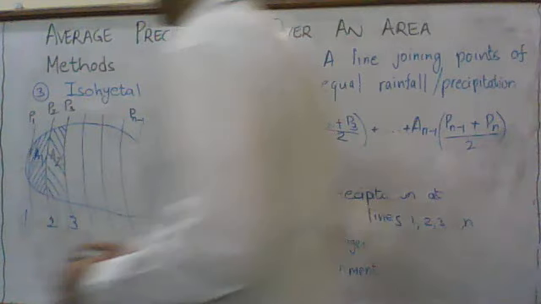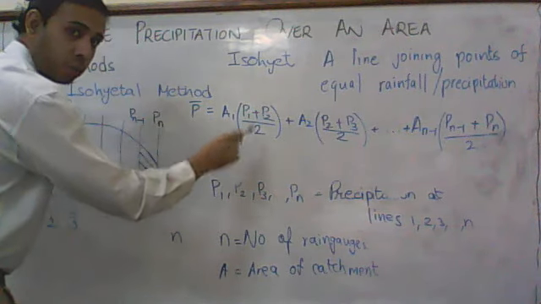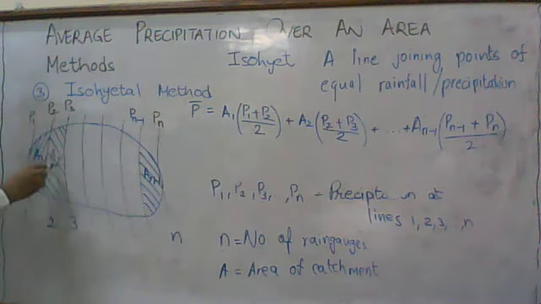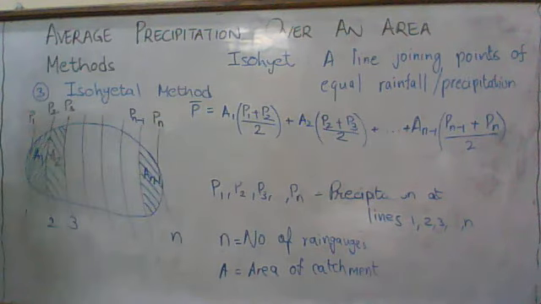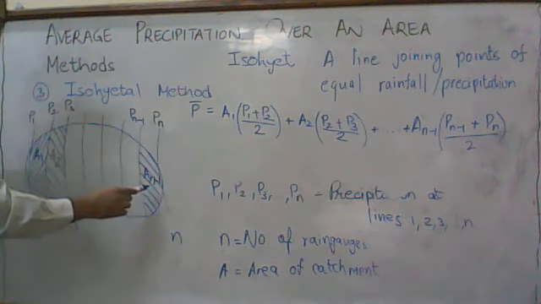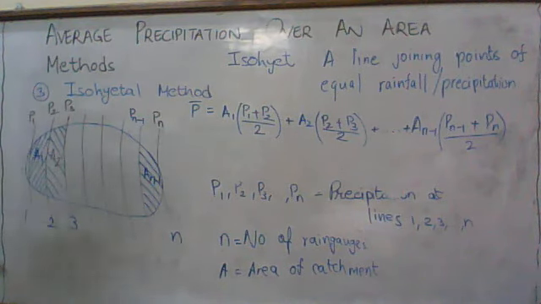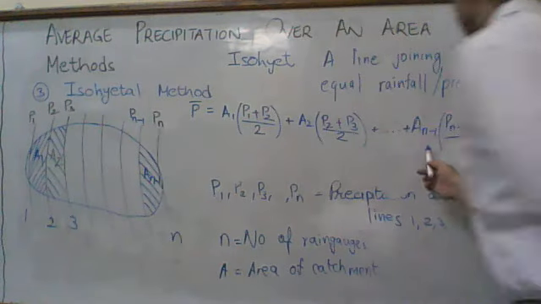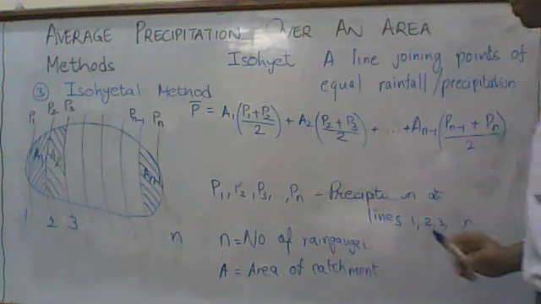Because you see over here, this is the area A1. A1 is between P1 and P2. So we have to take the average of P1, P2. Okay. So A1 into (P1 plus P2) by 2. This is the average of P1, P2. Then A2 into the average of P2 and P3, A2 into (P2 plus P3) by 2. Similarly, An minus 1 into (Pn minus 1 plus Pn) divided by 2.